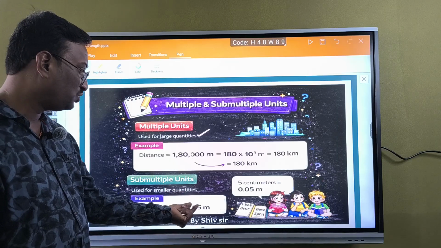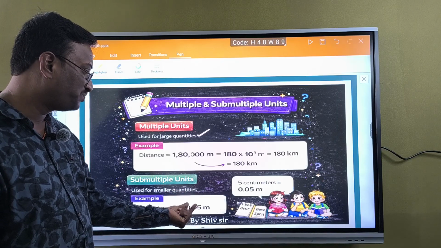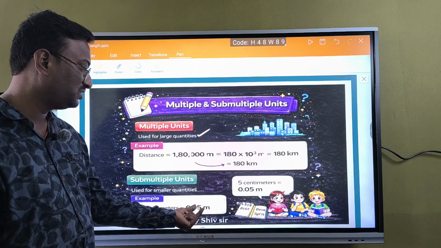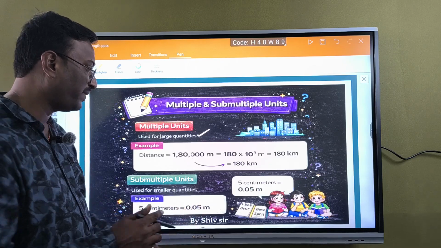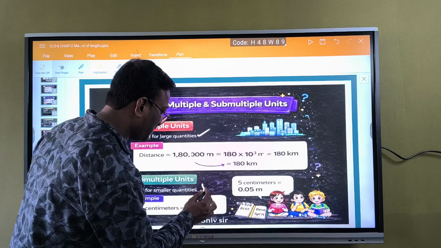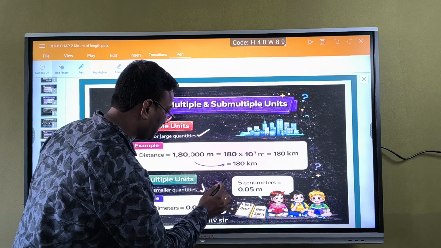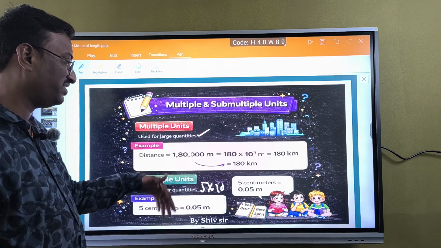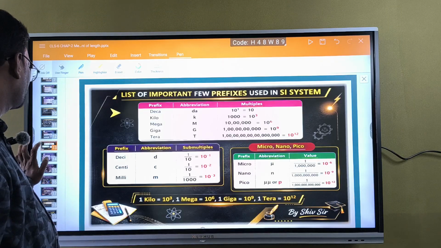0.05 meters. So this can be written as point after 2 digits. So 5 into 10 power minus 2 we can write. 5 into 10 to the power of minus 2. In mathematics you are going to get everything. It's okay. See now.